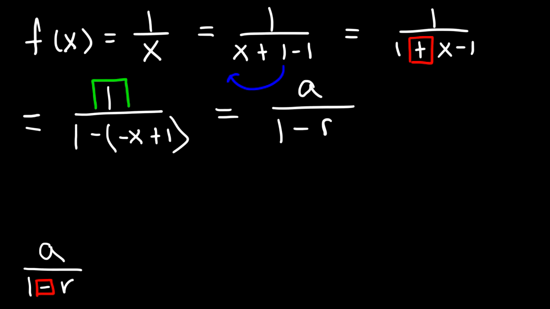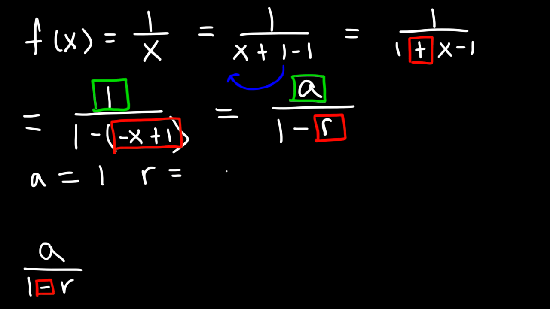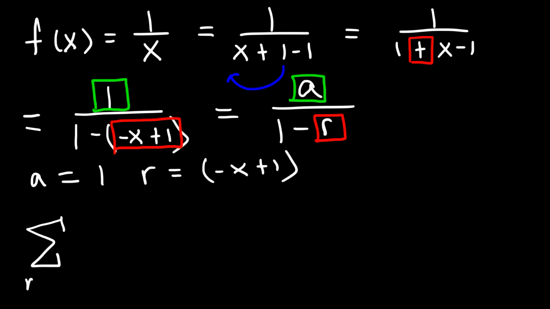So notice that a is equal to 1 and r is equal to negative x plus 1. So now that we have a and r, we can write the geometric power series. So let me get rid of this. So now let's use this expression. And then all we need to do is replace a and r, and then we could simplify it. So a is 1, we can ignore 1. You don't have to write 1.